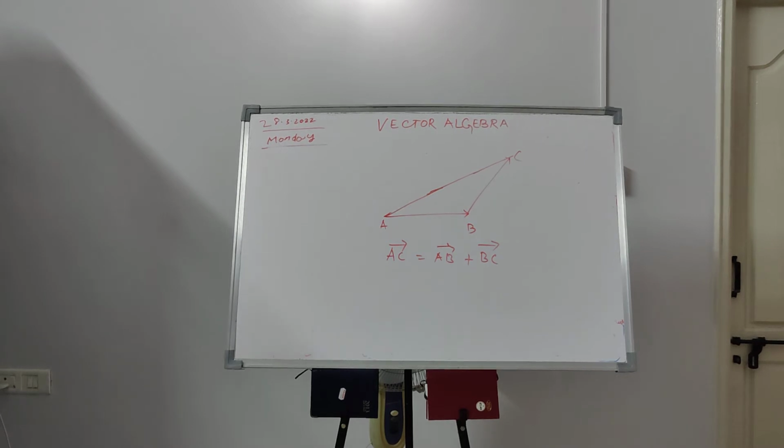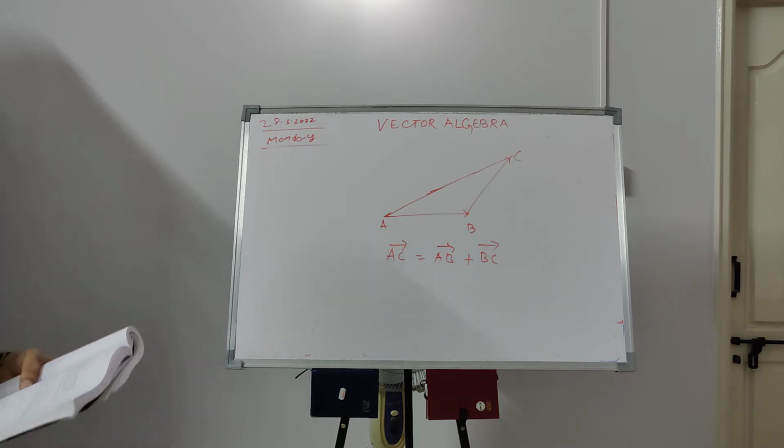In general, if we have two vectors A and B, then to add them, they are positioned so that the initial point of one coincides with the terminal point of the other. So this is very important. To do a vector addition, you have to go tail to head, tail to head.